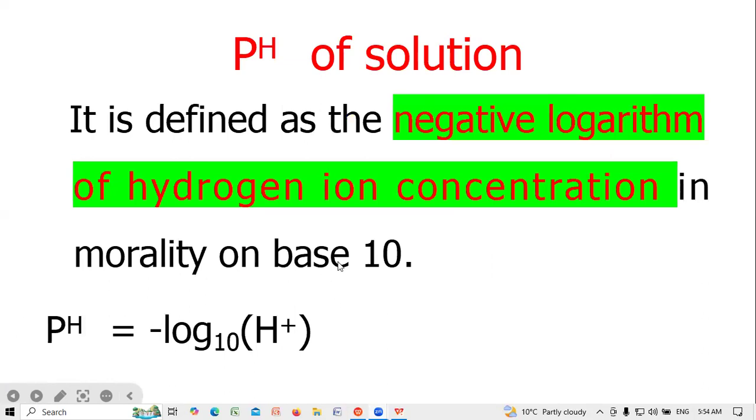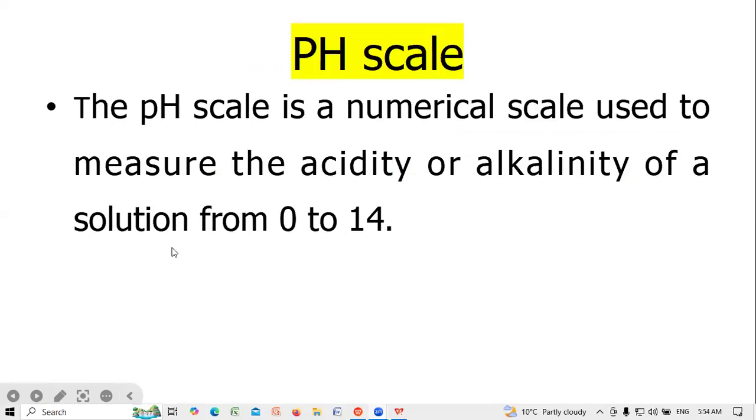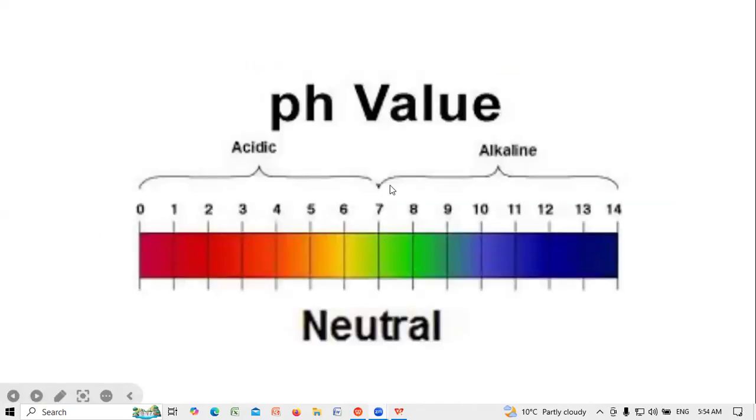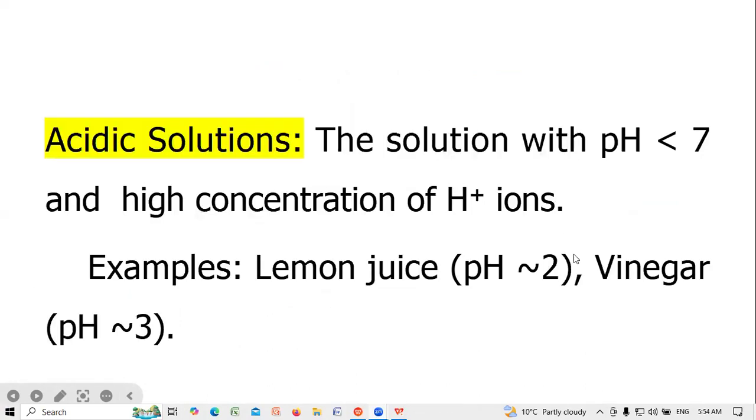pH of solution. It is defined as the negative log of the hydrogen ion concentration in molarity, log base 10, or pH equals minus log H plus. The pH scale is the numerical scale used to measure the acidity or alkalinity of a solution, from 0 to 14. If the pH is 7, it is neutral, lower than 7 is acidic, and higher than 7 is alkaline or basic.